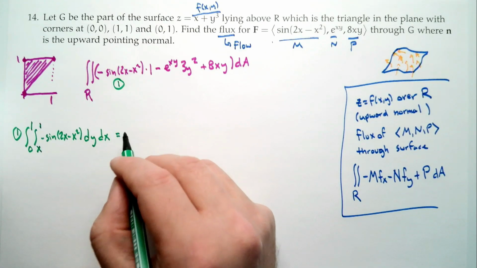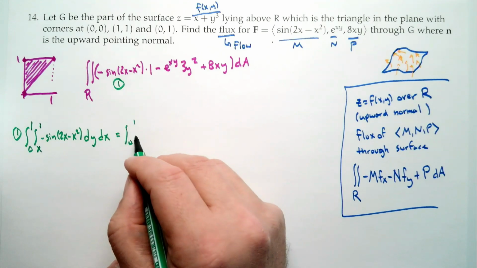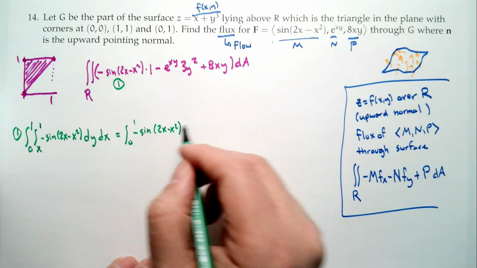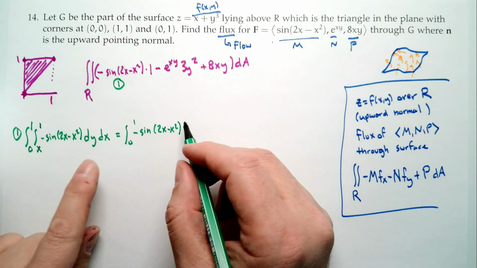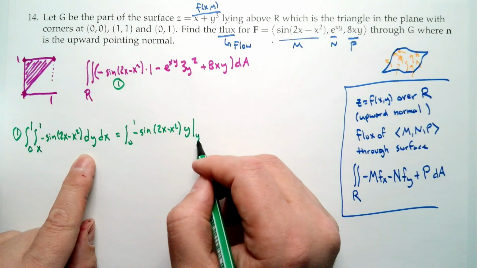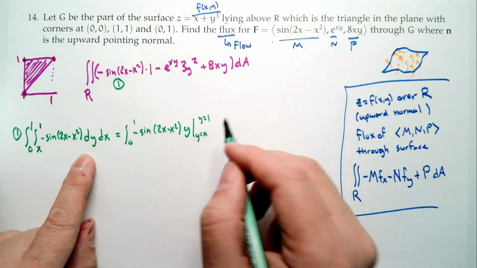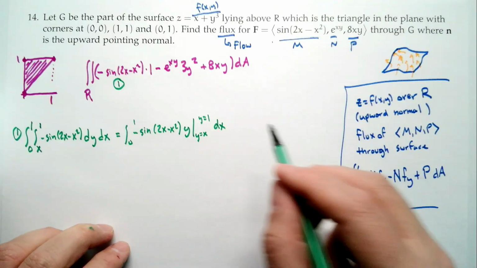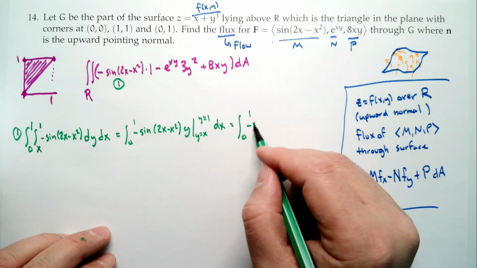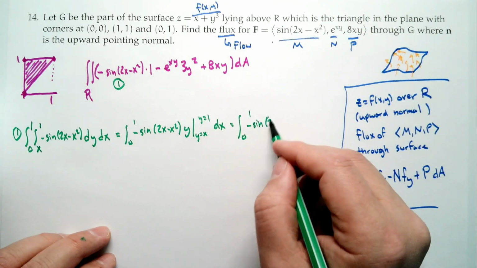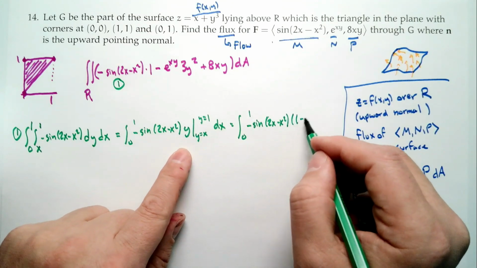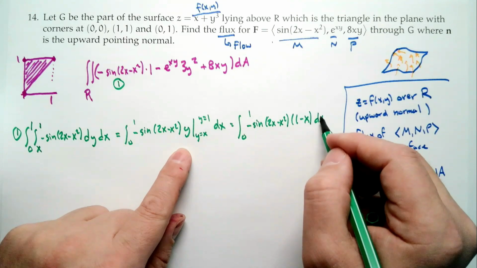So this becomes the integral from 0 to 1 of minus sine of 2x minus x squared. And then when we integrate with respect to y, we're going to get a single y, evaluated from y equals x to y equals 1, dx. So that becomes the integral from 0 to 1 of minus sine of 2x minus x squared, and then we're going to get 1 minus x, dx.